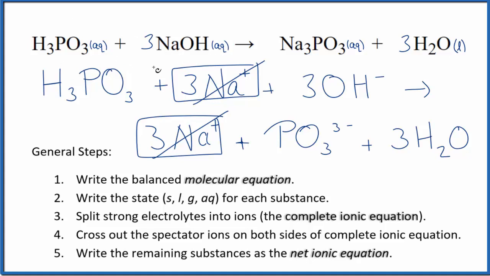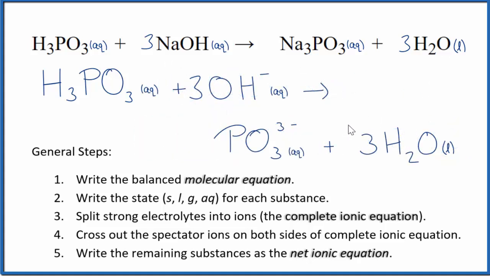It's phosphorus acid here and sodium hydroxide. Note again, we didn't split the phosphorus acid apart. It's a weak acid. And we didn't split the liquid apart. So just these other aqueous strong electrolytes. I'll clean this up, write the states. We'll have our net ionic equation.